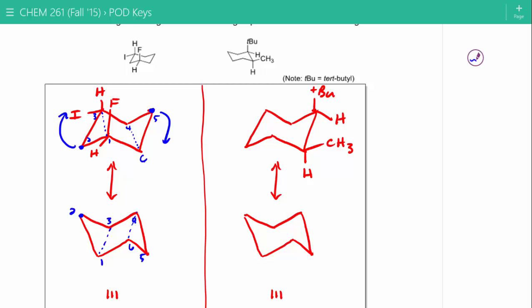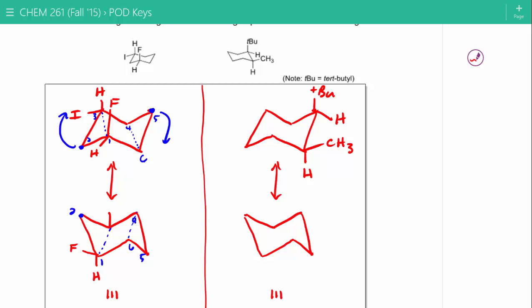We have things numbered. If we look at carbon 1, should the fluorine be equatorial or axial? Equatorial. So we'll go in and draw in this fluorine as equatorial, which means the hydrogen must be axial. And then if we go over to carbon 3, should the iodine be equatorial or axial? Axial. It was equatorial. So what I saw a lot of people doing was they said, oh, it should be equatorial, I'm going to draw it like that. Is that okay?